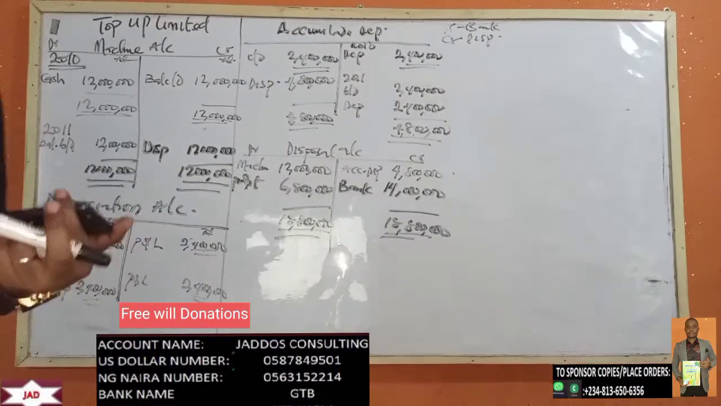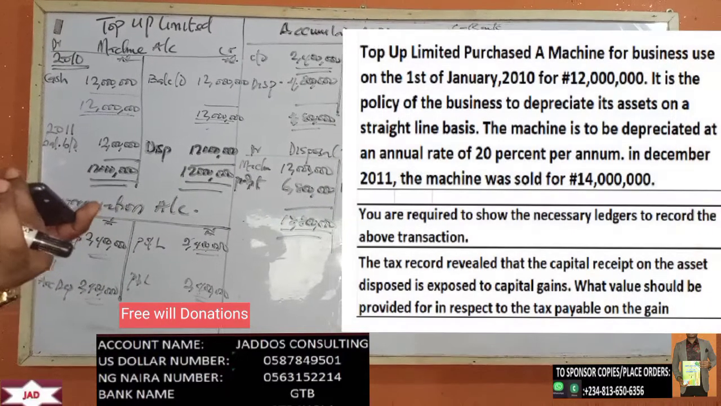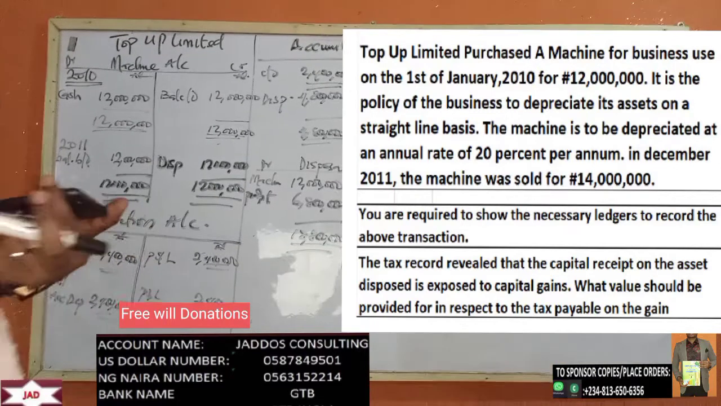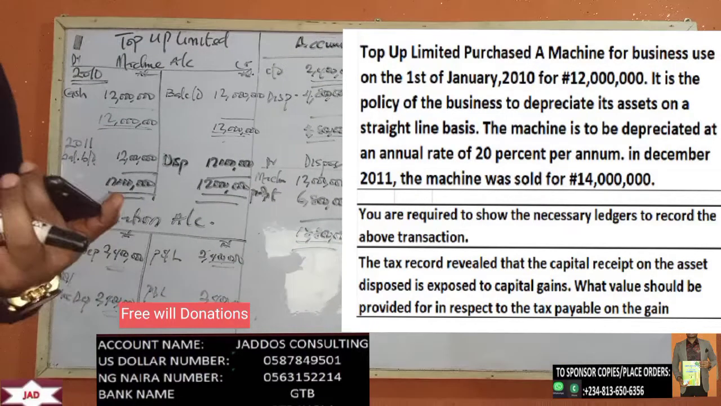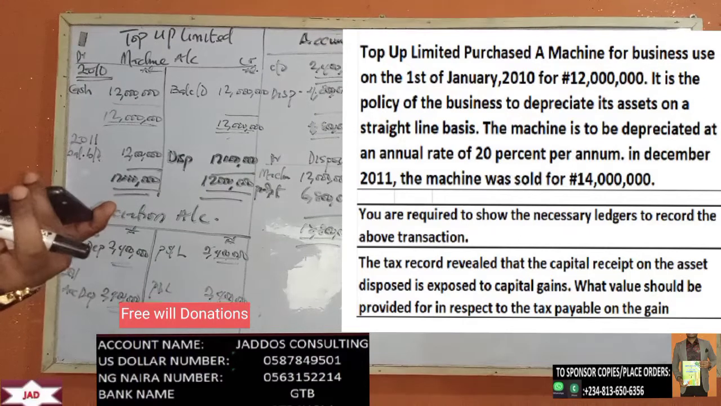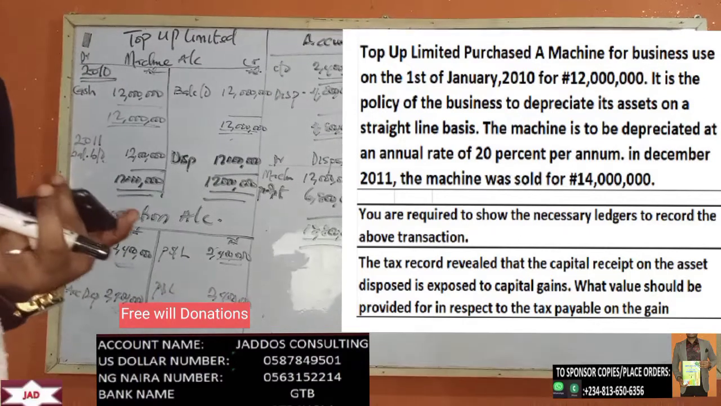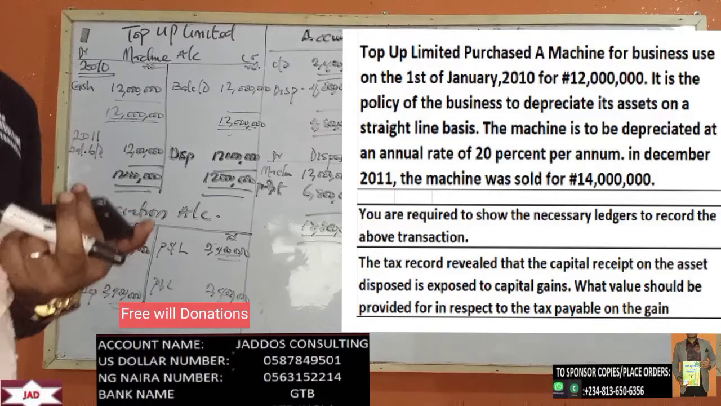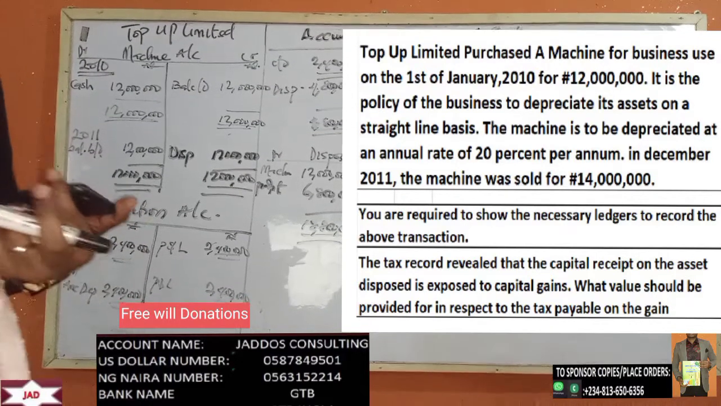But they're now saying that the tax record revealed that the capital receipt on the asset, the money got from the disposal of the machine, is exposed to capital gains. The capital receipt on the asset disposed is exposed to capital gains. What value should be provided for in respect of the tax payable on the gain?